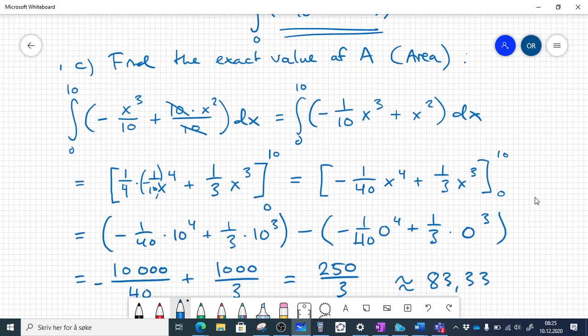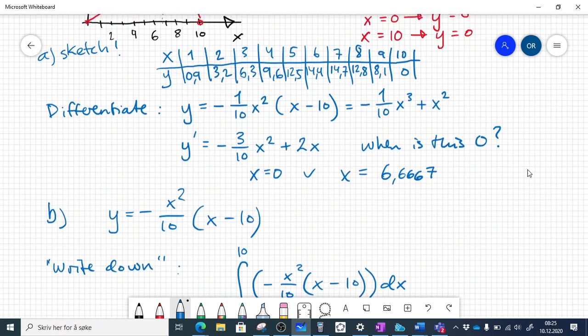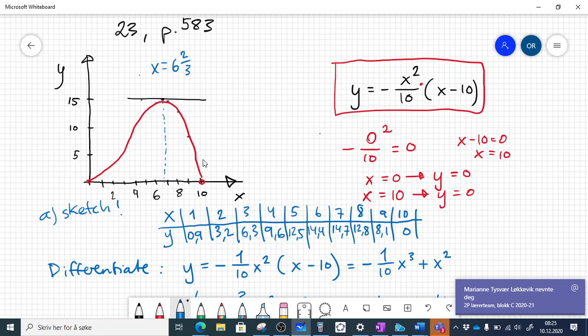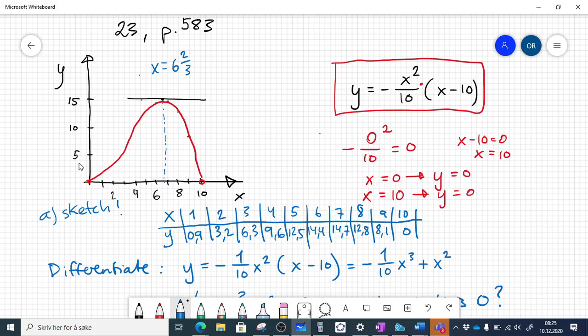Now, what I think is the coolest part of this really is that we can actually calculate by hand the area of an irregular shape like this. Before, we've only known how to do rectangles and triangles and circles, but we can actually find the areas of quite irregular shapes as long as we know the function of the curve around that shape.